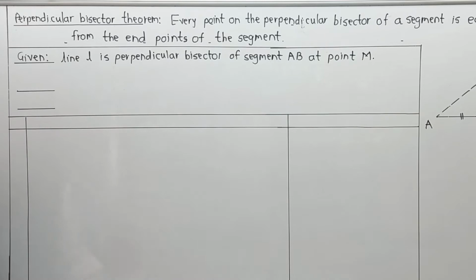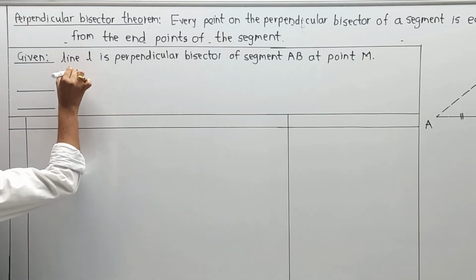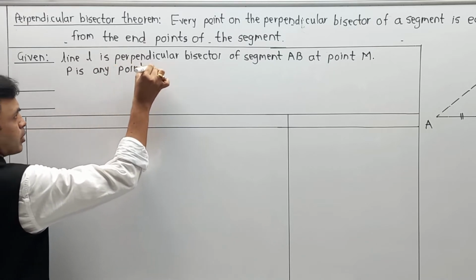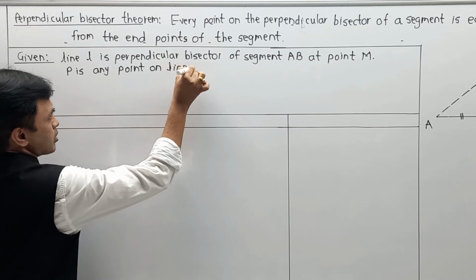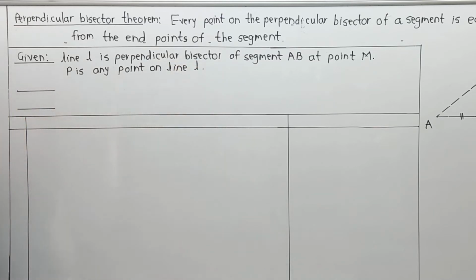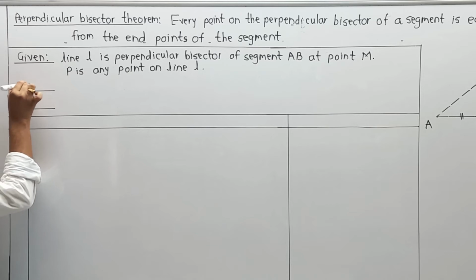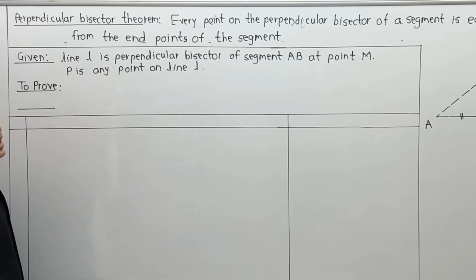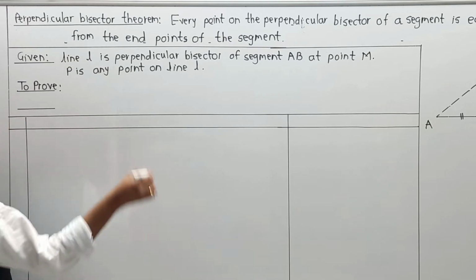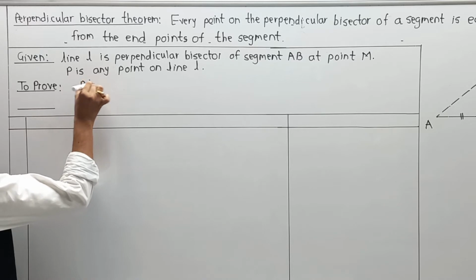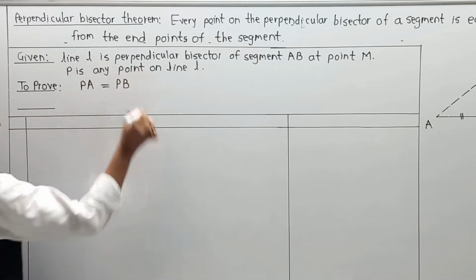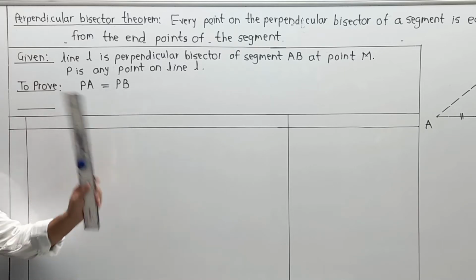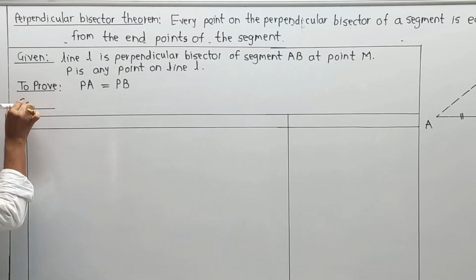Now P is any point on line L. This is the first part, that is nothing but given. Now you have to prove that any point P is equidistant from the endpoints A and B. Means you have to prove that PA is equal to PB, or you can say PA congruent to PB. Next is the construction part.